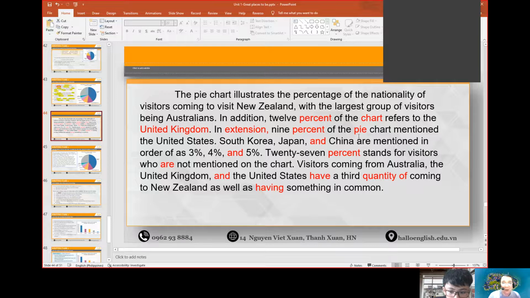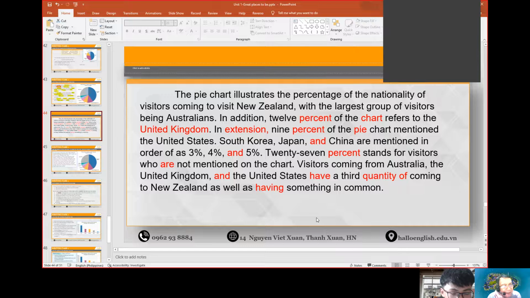So look at this one now. The pie chart mentioned the United States, South Korea. Is this a comma or a period? It's a period, right? So in extension, 9% of the pie chart mentioned the United States. Yeah, so it's a period. So South Korea, Japan, and China are mentioned in order of as 3%, 4%, and 5%. Okay, so that would be correct.